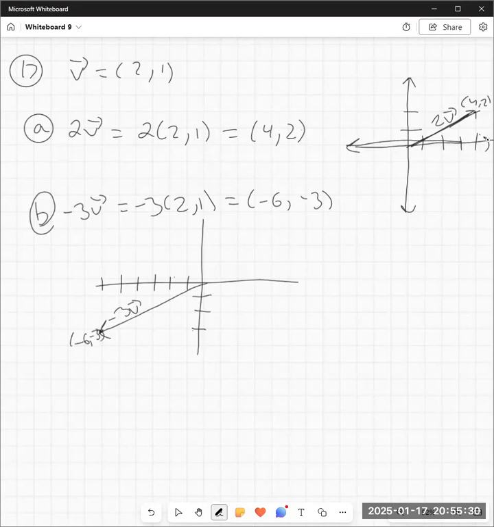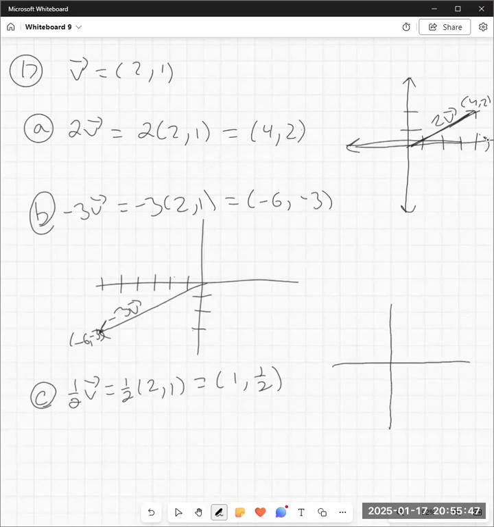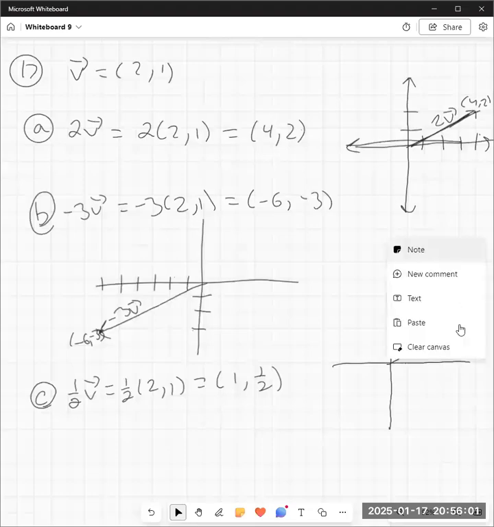And then c is 1/2 v, which is 1/2 of 2, 1, which is 1, 1/2. So 1 to the right and 1/2 up is right there. So that's 1/2 v. And that's it for number 17. We'll move on to number 23.